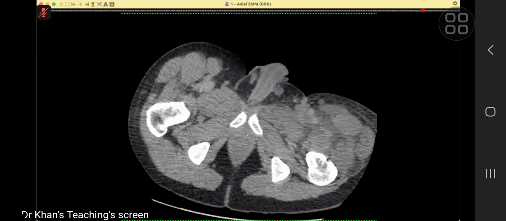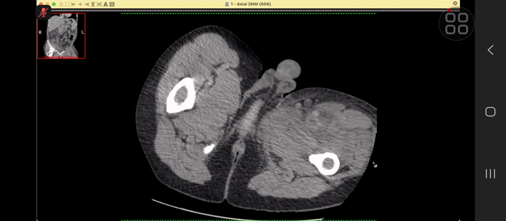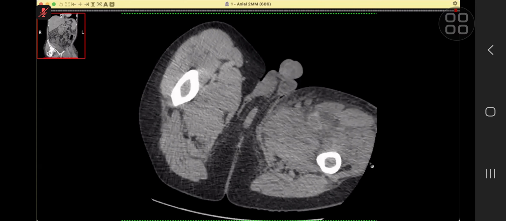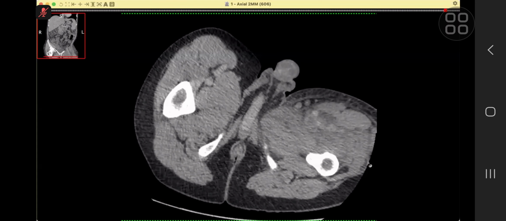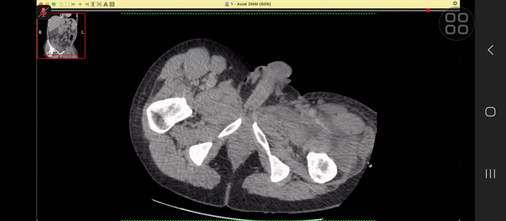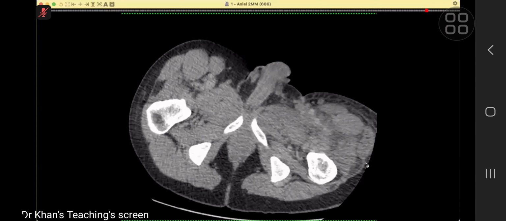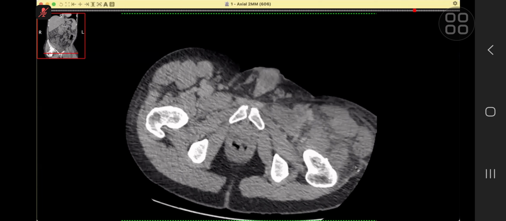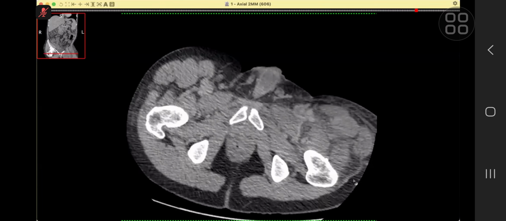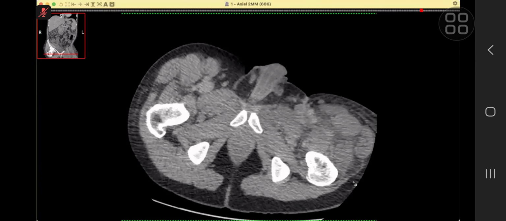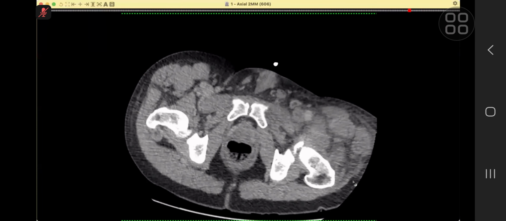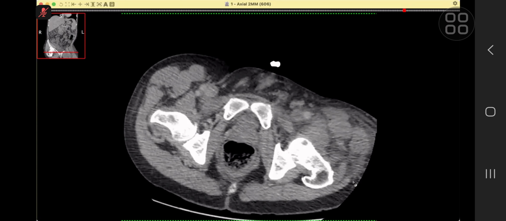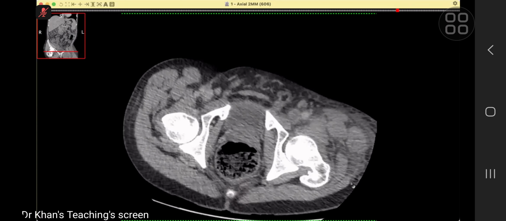However, on the left groin area, I can see fat stranding in comparison with the right side, and I can also see swelling of the subcutaneous soft tissue, and enlargement of the muscles. I can also see a filling defect noted in what could be the left common femoral vein in comparison with the right side. I can see a filling defect.